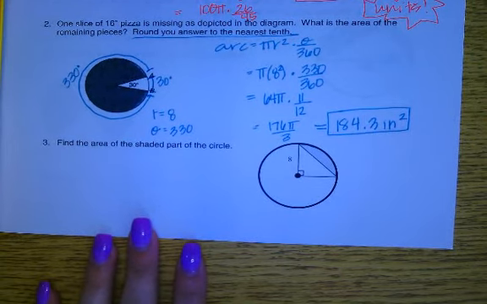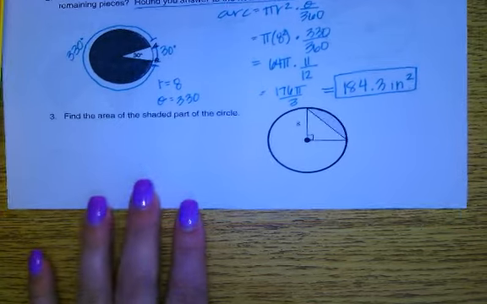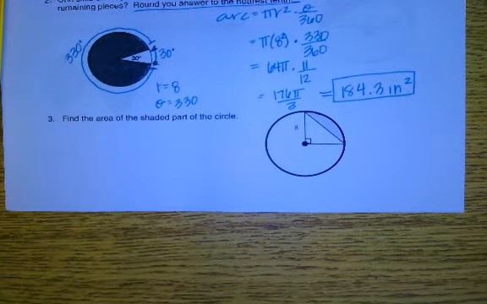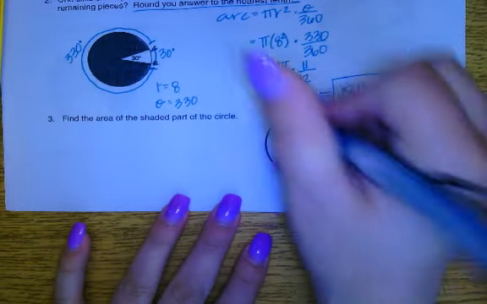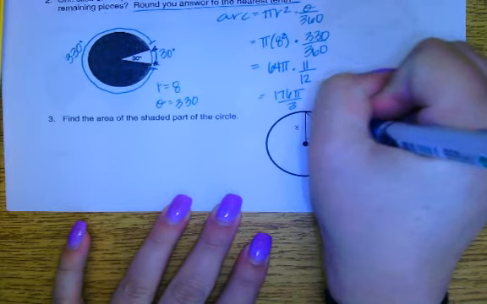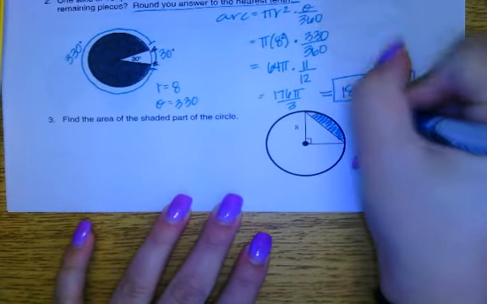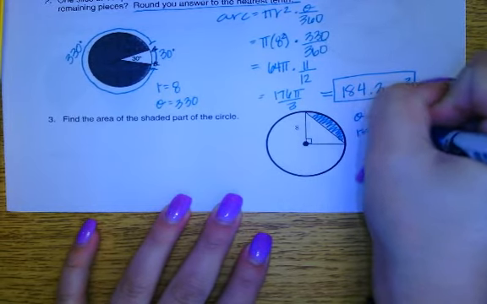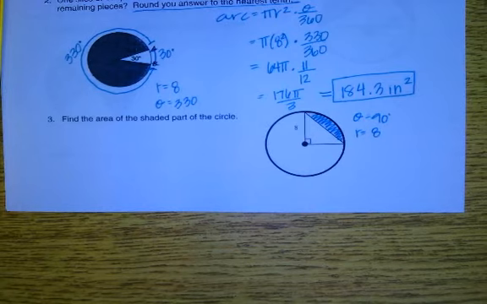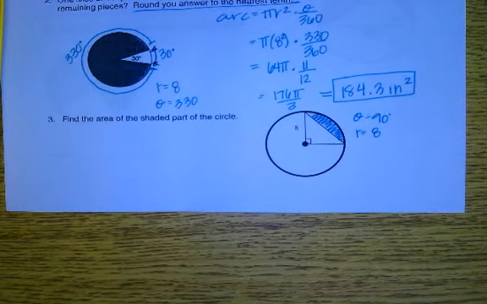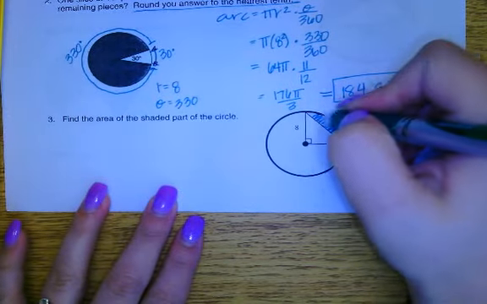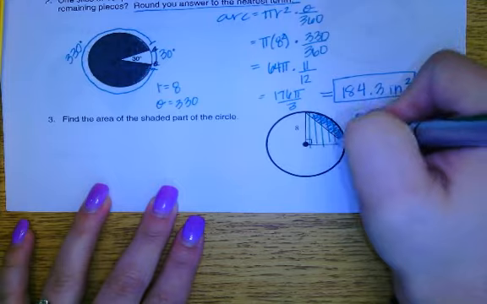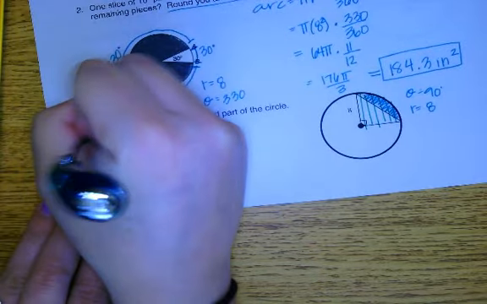Fernando, y'all good? Okay. Number 3, find the area of the shaded part of the circle. So we're looking for this guy here. What's the measure of our central angle? 90, and our radius is 8. Okay, so 90 degrees, and with a radius of 8, that's going to find the area of what? The whole thing. So I'm going to stripe that like this. Okay, that's going to find my whole sector.